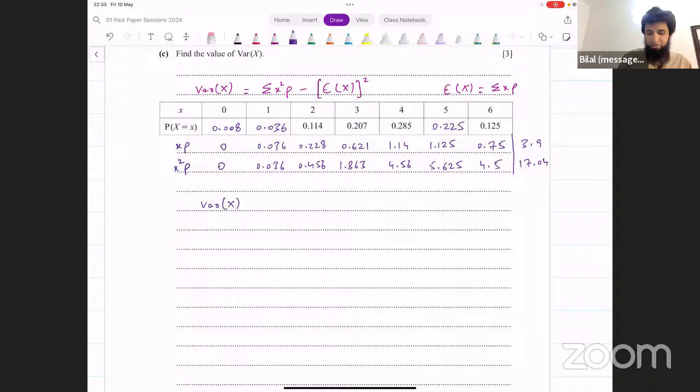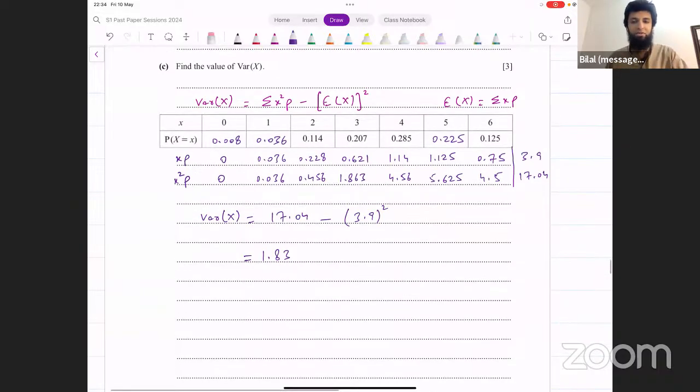Variance of x, what is that? Equal to sigma x square p, that is 17.04 minus expected value. What's the expected value? Sigma xp, that is 3.9. We just need to square that, and that will give you the variance. You can see what that turns out to be. 17.04 minus 3.9 squared, and that is giving me 1.83. That's the variance that we have here. If you wanted standard deviation, you could take square root of this, but in this case, you're just looking for variance, and that is your final answer.